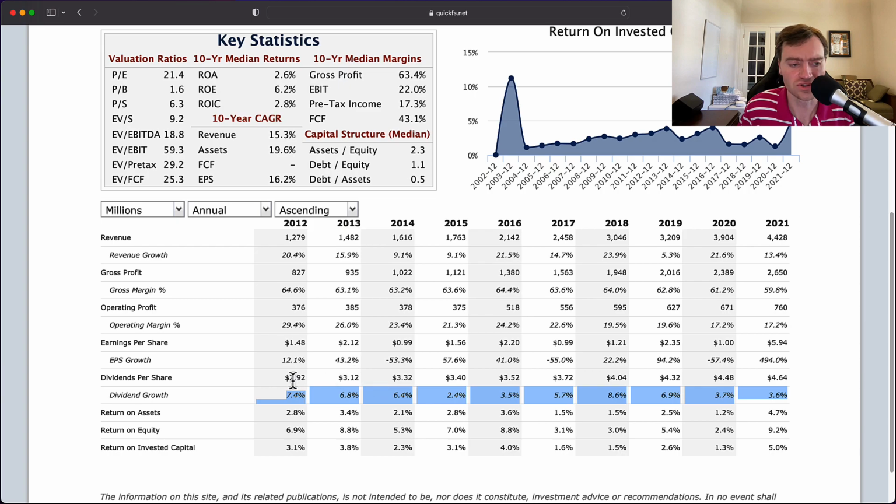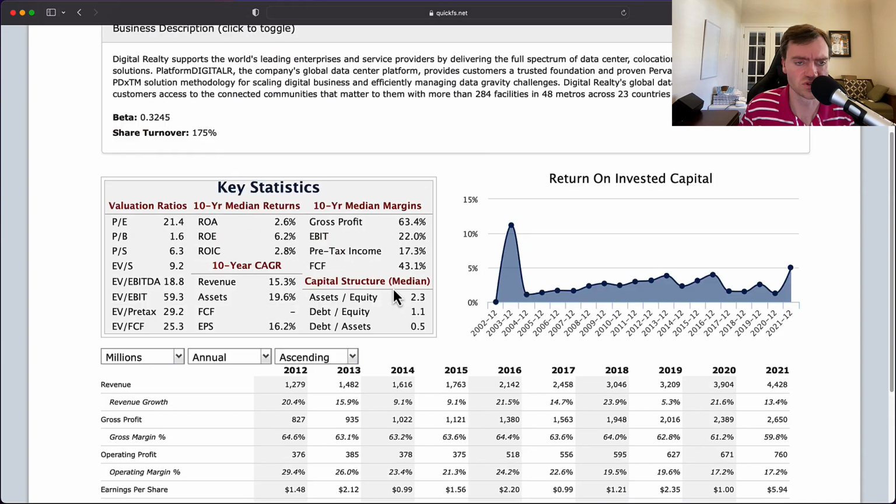You also see that they're distributing a lot more dividends per share than they do earnings per share, which is normally a big red flag. So something weird is happening here with their cash flow, which we're going to have to look at in more depth.